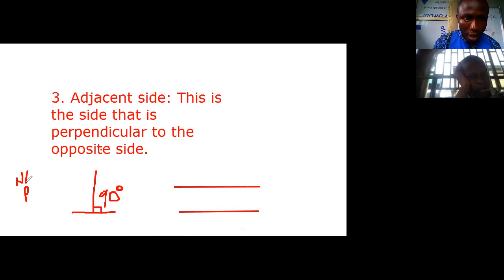Okay, you can write it. Write N.B. I use it to remember perpendicular lines and parallel lines.